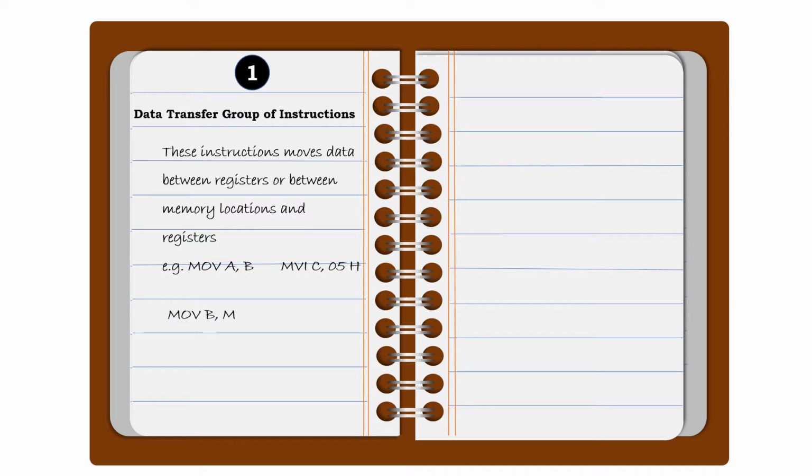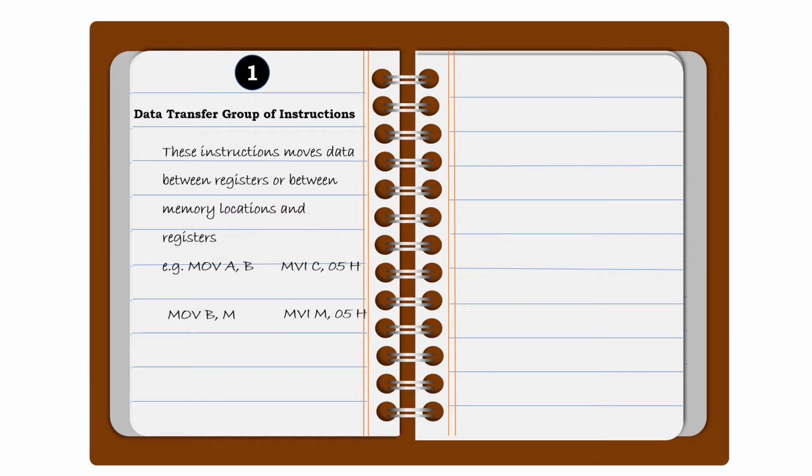Next is MOV B comma M. This is also a data transfer group instruction, which transfers data between memory and register. In the above example, it moves data between two registers, but here it transfers data between a register and memory. The meaning of this instruction is: move the data of memory to register B.